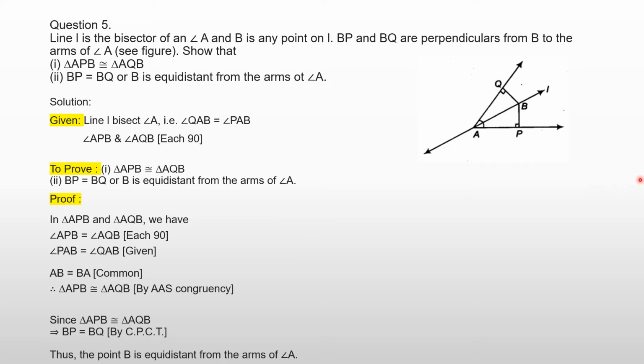Now we will discuss our next question. See question number 6. In this question, a diagram is given to us. The things given to us are AC equals AE, AB equals AD, and angle BAD equals angle EAC. We have to prove BC is equal to DE. Okay, so now see the solution.